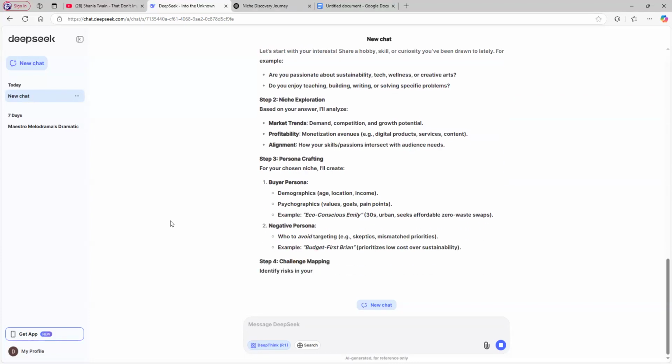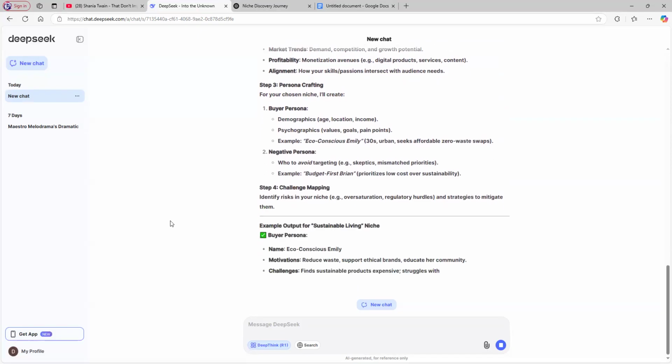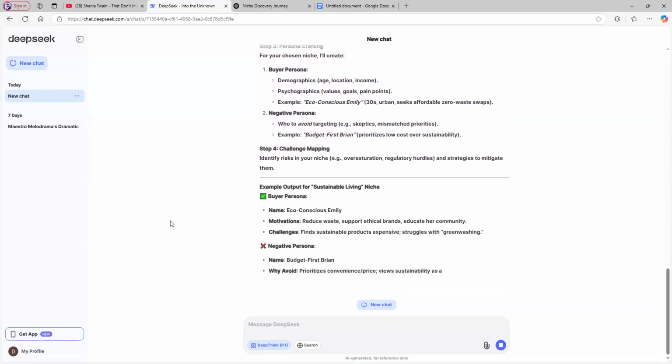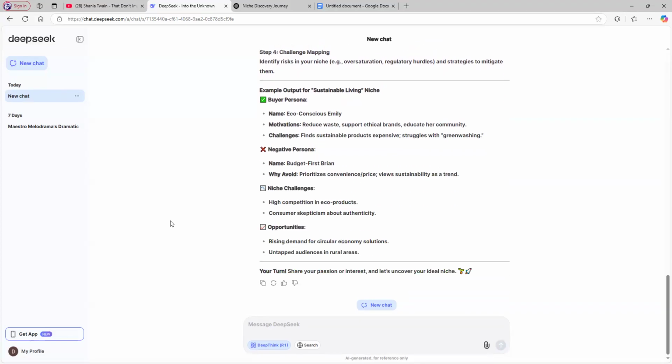A buyer persona, a negative persona. It's actually kind of nice that it does this. It was never originally programmed to do a buyer and negative persona. Basically, the buyer persona is your ideal customer. The negative is the person that you do not want anything to do with your brand at all.